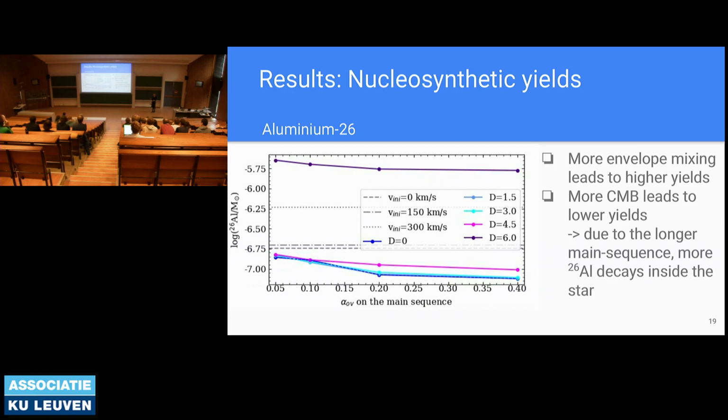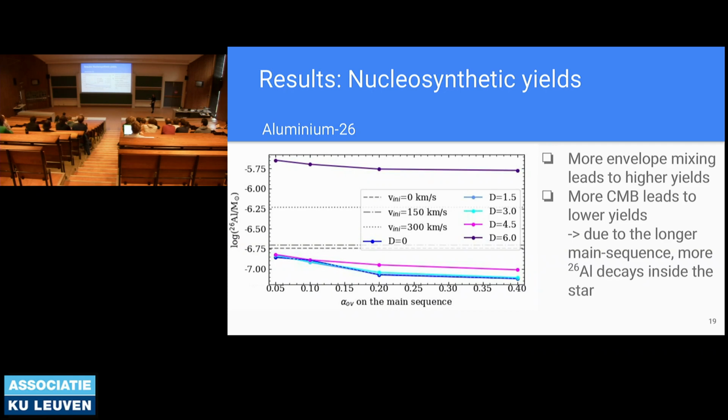They check how much magnesium-26 is in there. They find it's too much compared to what we expect. And this must be aluminium-26 that has decayed over time. And here we can see very clearly that more envelope mixing leads to higher yields, because these are the normal yields. Here is the envelope mixing.